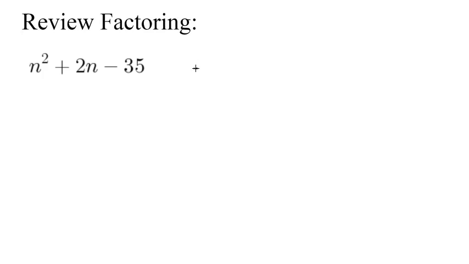Before we learn how to solve quadratic equations by factoring, let's review factoring. Here we're trying to factor n squared plus 2n minus 35. We are going to try to break it down into two binomials that, when we multiply them, give us this expression. Because of how multiplication works with two binomials, we need to find two numbers that multiply to make negative 35 and add up to positive 2.